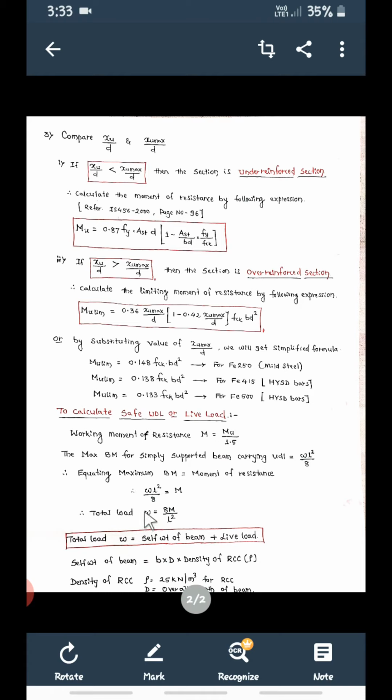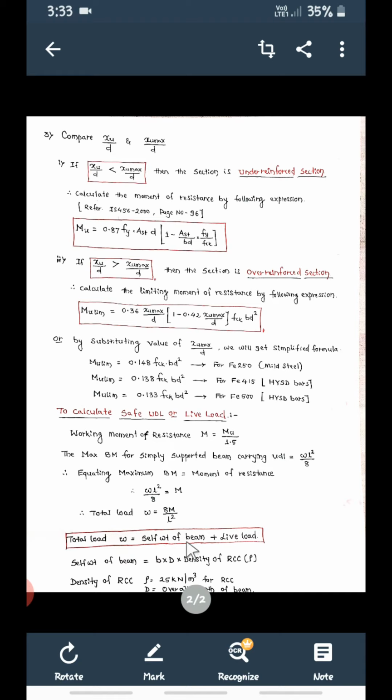Whatever the total UDL is there, small w, it will be a combination of live load plus self weight of the beam or own weight of the beam. So if you deduct this self weight from the total load, we are going to get this live load. So what is live load? Equal to total load minus self weight. So W minus self weight.